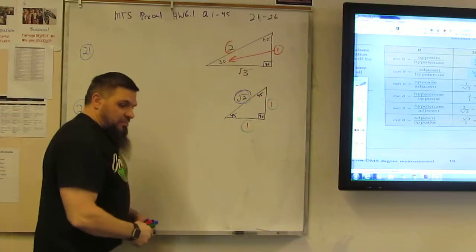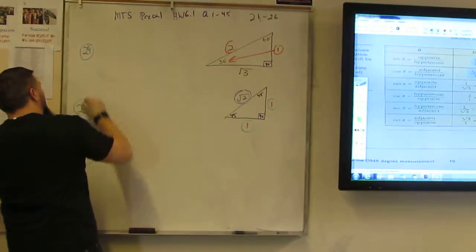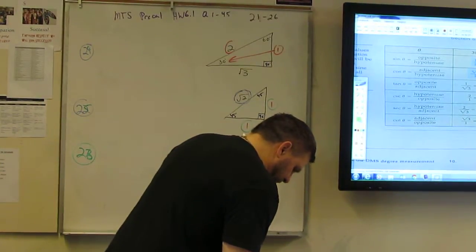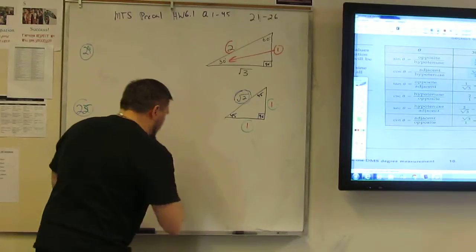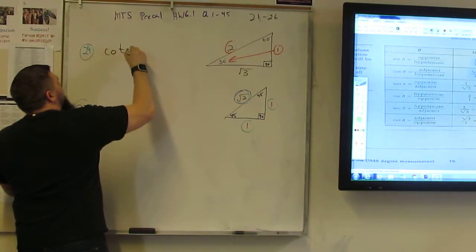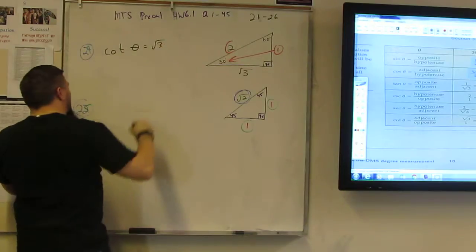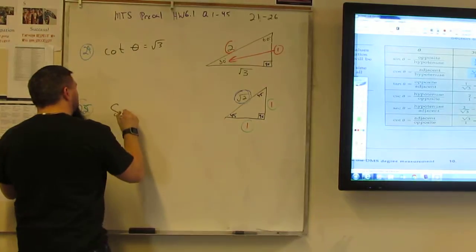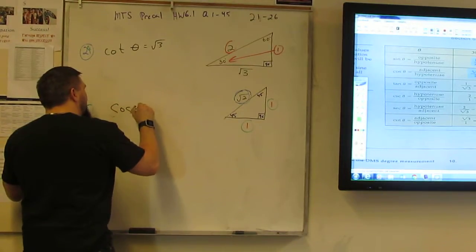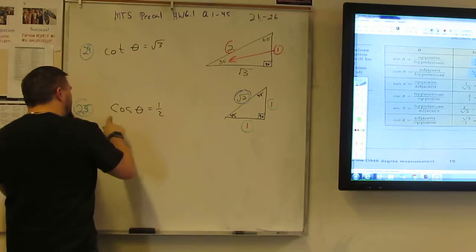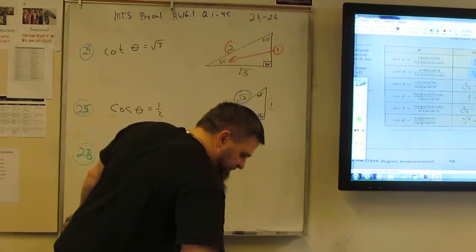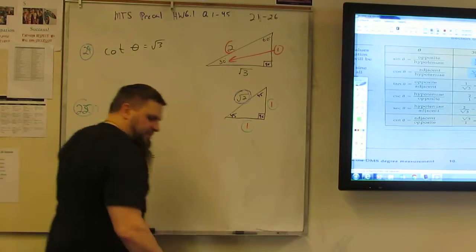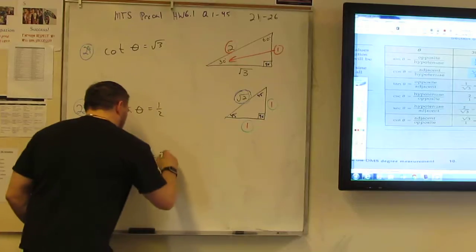All right, so now we're going to be on 24, 25, 26. 24 is cotangent theta equals square root 3. 25 is cosine theta equals 1/2. And then 26 is secant of theta equals 2.